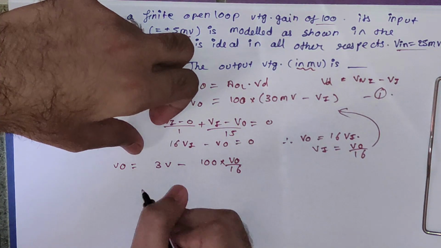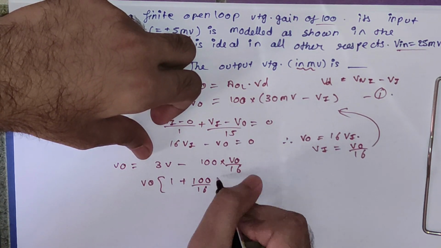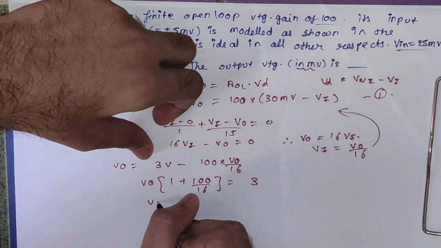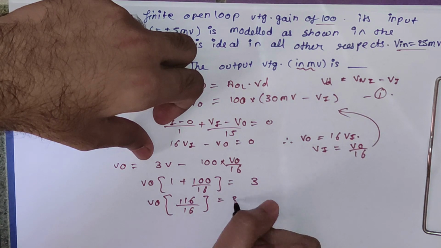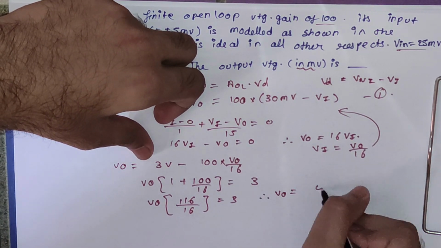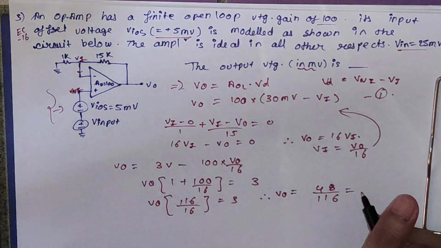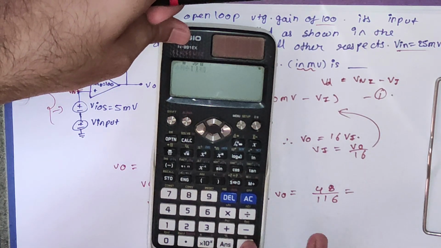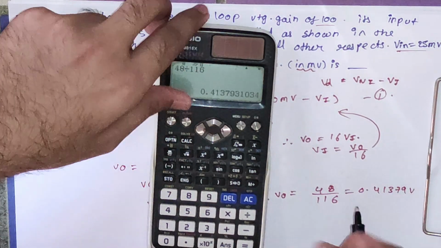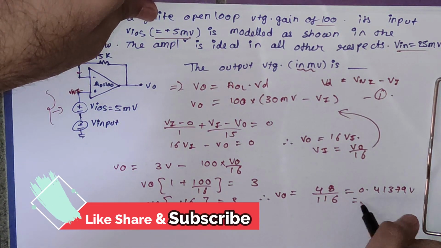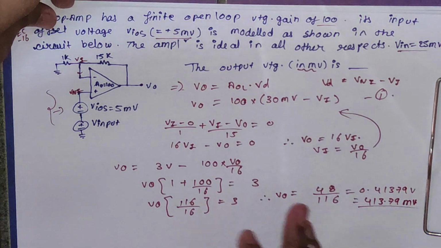If we take this term there, we will get Vo as 1 plus 100 upon 16, equals 3. So here we will get Vo equals 116 upon 16 equals 3. So Vo will be 48 upon 116. Okay, so if you calculate, you will get 48 by 116, so basically you get 0.41379 volts. In millivolts you will get 413.79 millivolt. Okay, so the answer will be 413.79 millivolt.